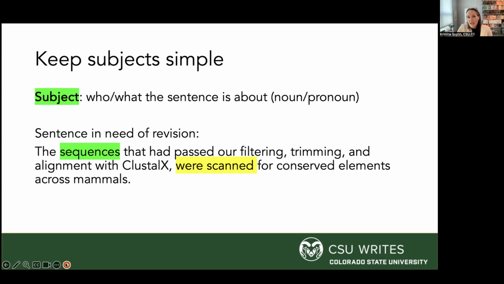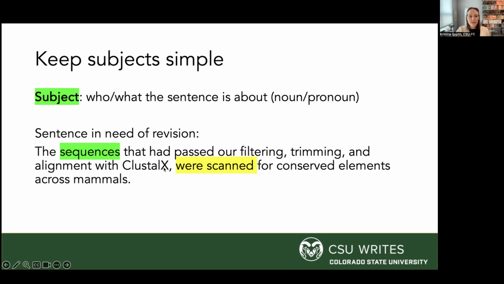Jeff is reading for meaning, and I'm reading for structure on those. But in this instance, if we just look at the subject of who or what the sentence is about, we've talked about this with abstracts as well. This sentence here: the sequences that had passed our filtering, trimming, and alignment with Clustal 9 were scanned for conserved elements across mammals. The sentence is really about sequences were scanned, but notice how many words are in between.